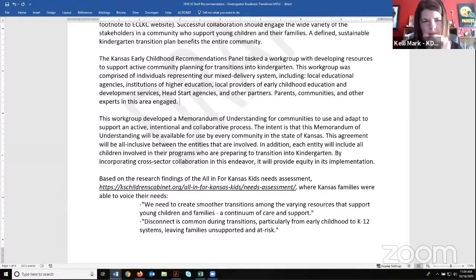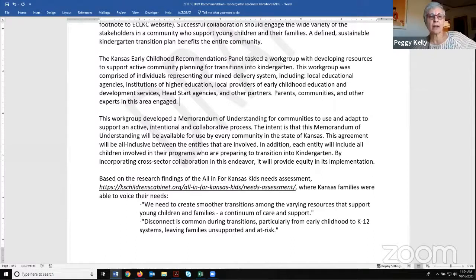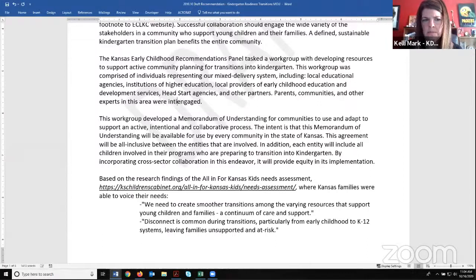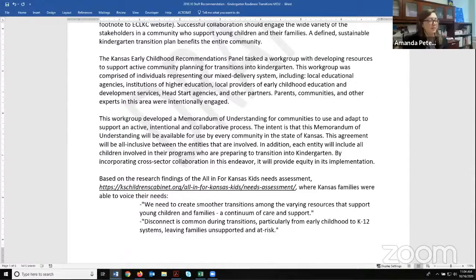How about we're missing a word intentionally there? Engaged? Parents, communities, and other experts in this area were intentionally engaged. That does give us two intentionallys back to back, so I might delete it here and just say we're engaged. There we go.